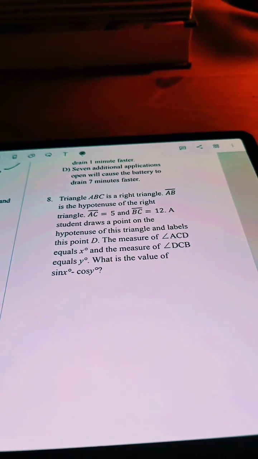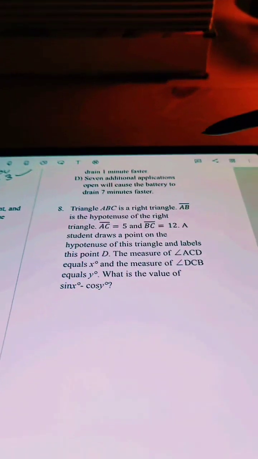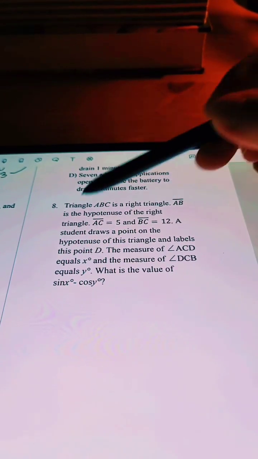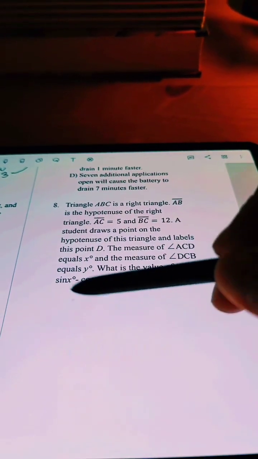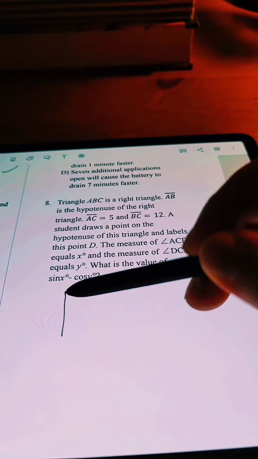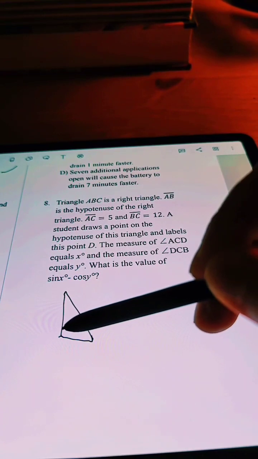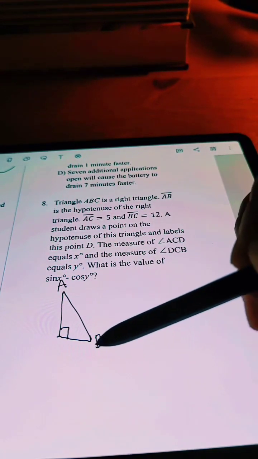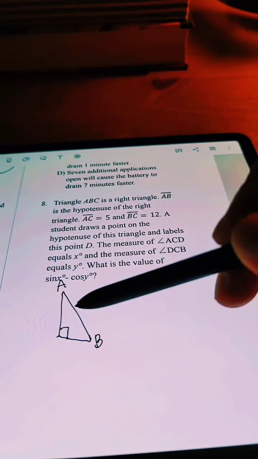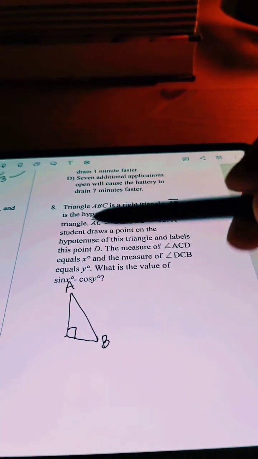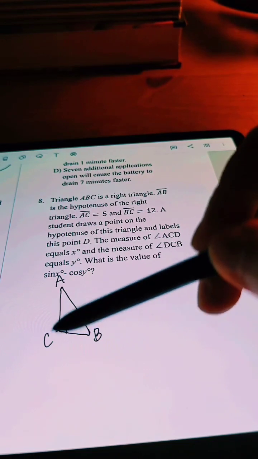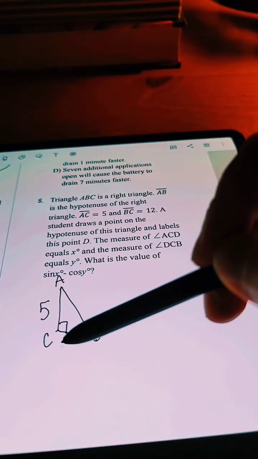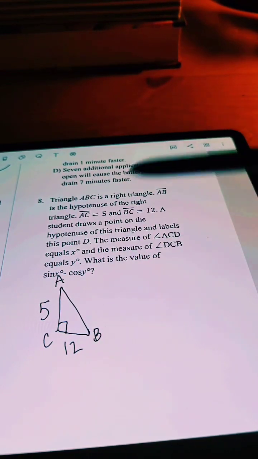So let's go to number 8 now. Triangle ABC is a right triangle. AB is the hypotenuse of the right triangle. Okay, so let's start drawing this. So we have a right triangle like this, and AB is going to be the hypotenuse, so the side that's across from the right angle. And then that means that this has to be C. So AC is equal to 5, so let's label this with a 5. BC is going to be 12, so let's label that with a 12.